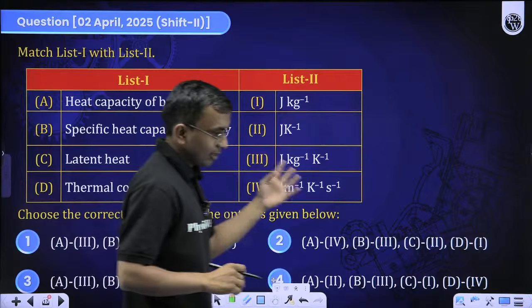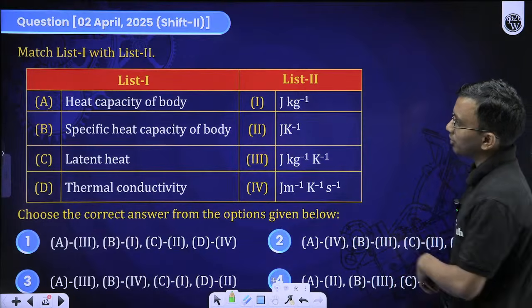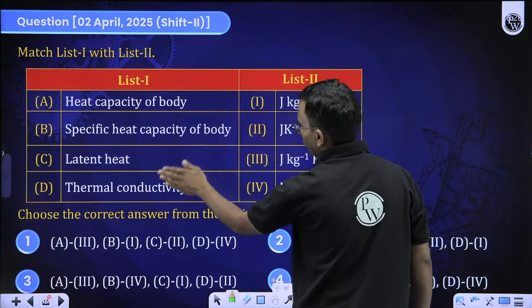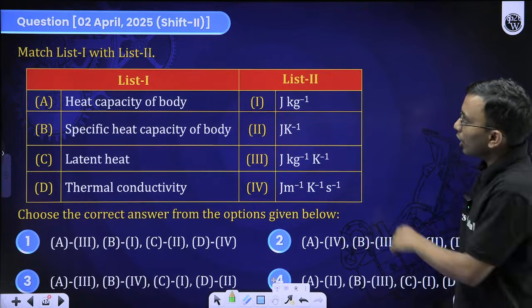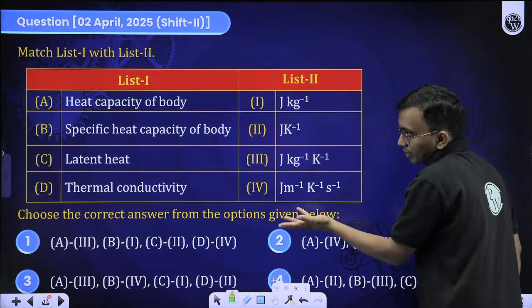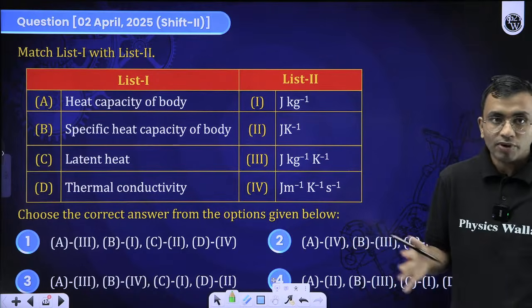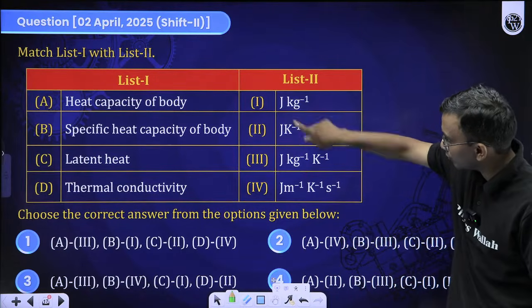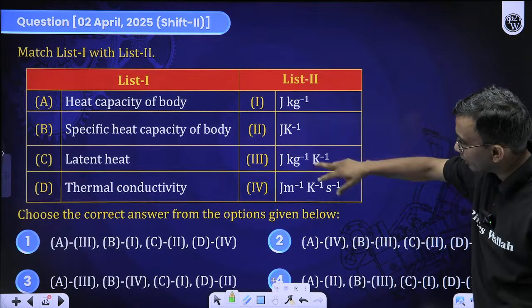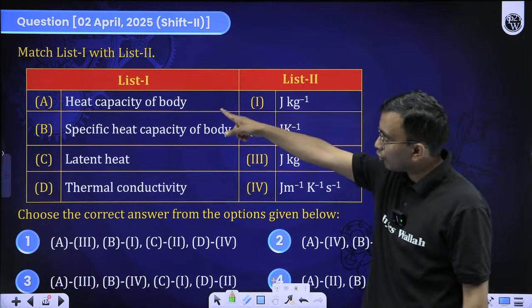Now here is one question, matrix match. Each physical quantity is mentioned, and you have to match the units. It's not that in matrix match they will always give the SI units only. They may or may not. You have to see, here J stands for joule. They are giving the units in terms of joule, so accordingly you have to convert.